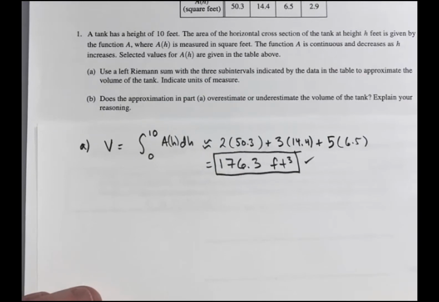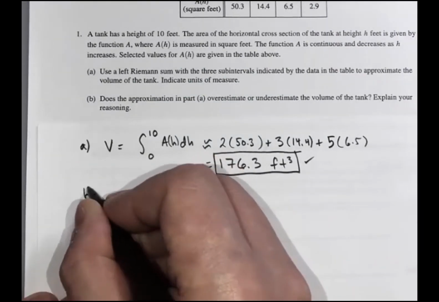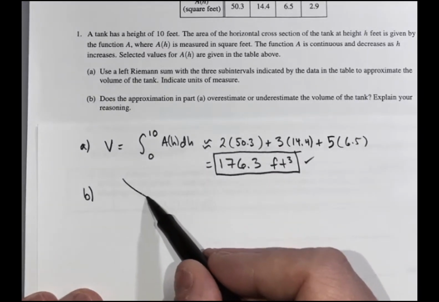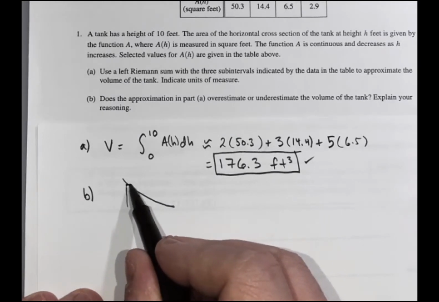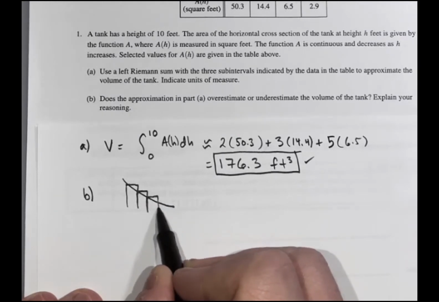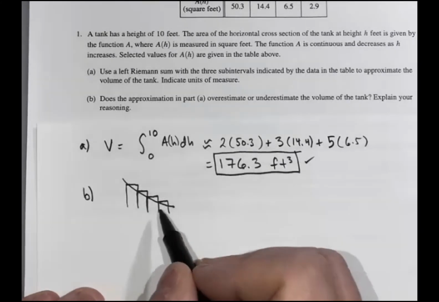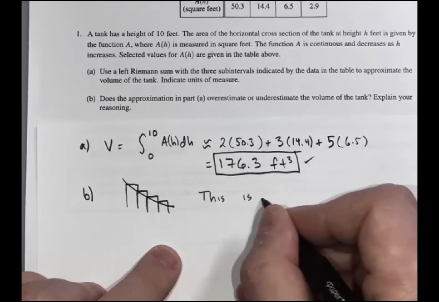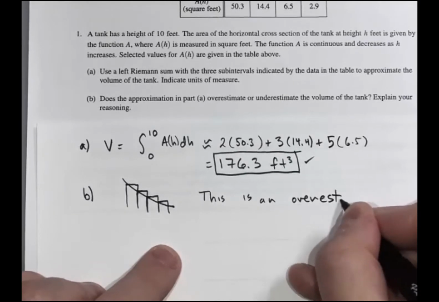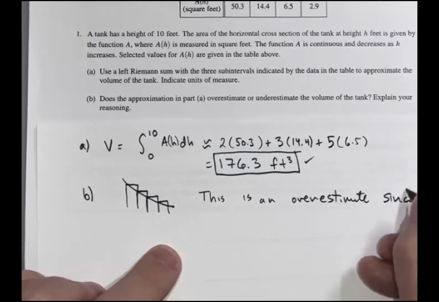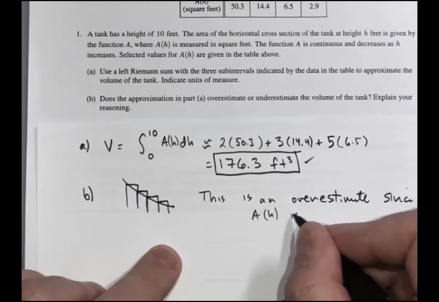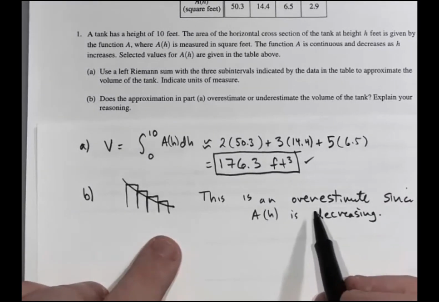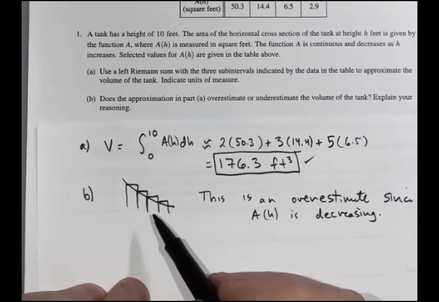Is this approximation overestimating or underestimating the volume of the tank? Well, remember we were told that A is a decreasing function. So if you're using a left Riemann sum on a decreasing function, you can see that your rectangles are overestimating the truth. So we would say here that this is an overestimate, since A of h is decreasing. A decreasing function is going to be overestimated by left endpoints.